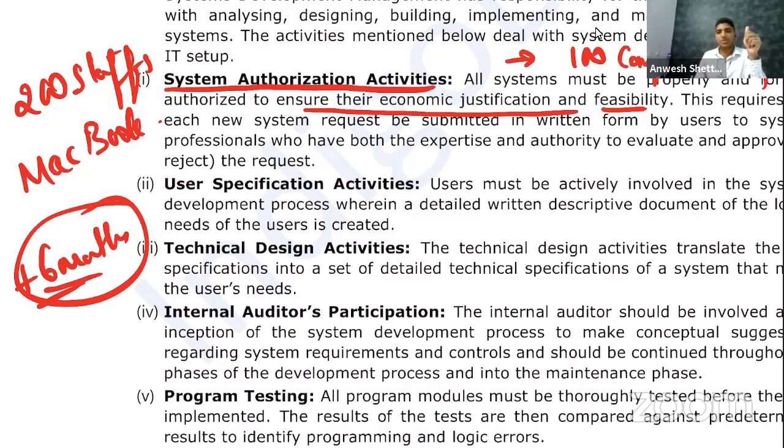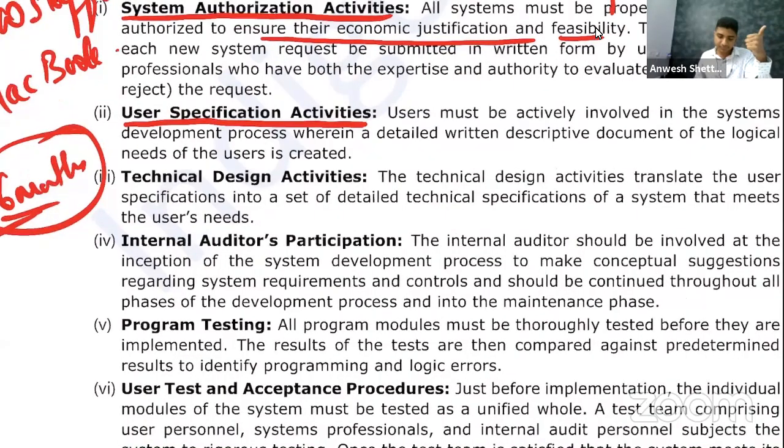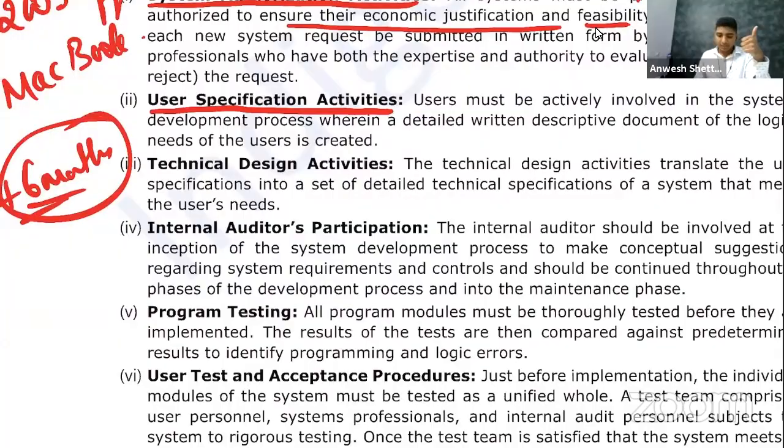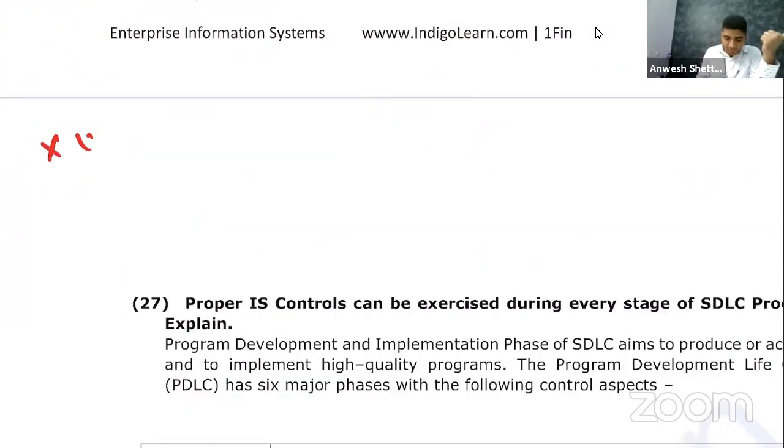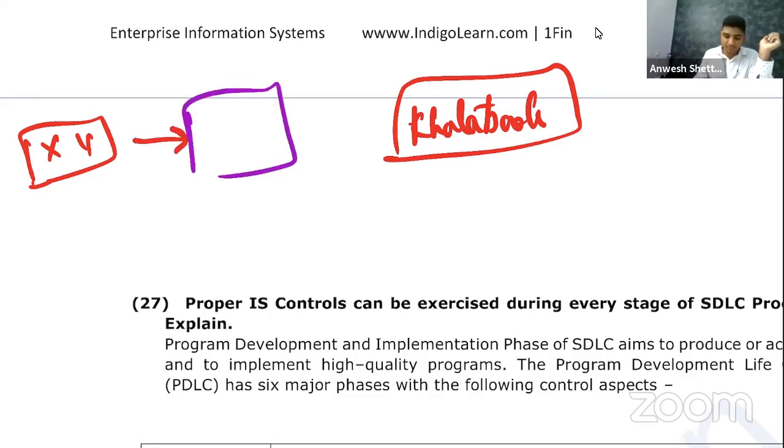So first activity what you check is system authorization activity. Who is placing all these purchase orders, whether it is placed properly or not. Next one is user specification activities. That is, let us say this X and Y. These X and Y have come together and they say that we want to develop what? Khata book. To develop this software, let us say, instead of having their own in-house employees, they give this contract to one company called Infosys.